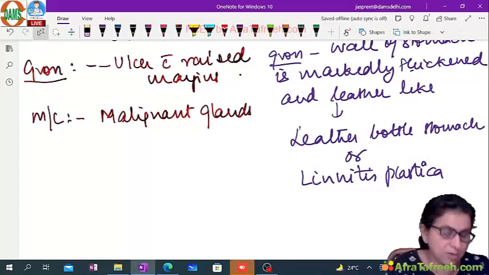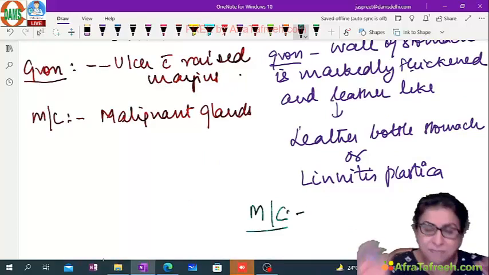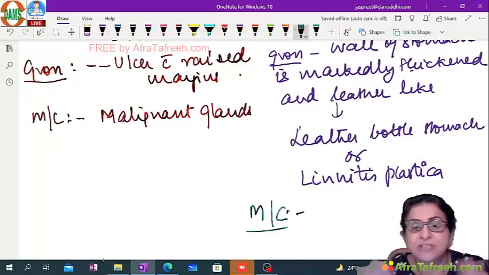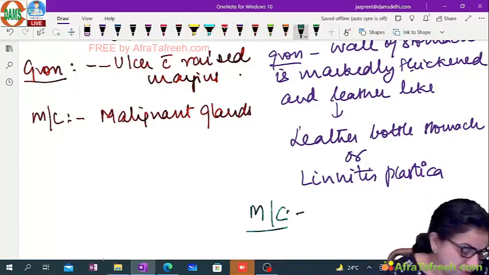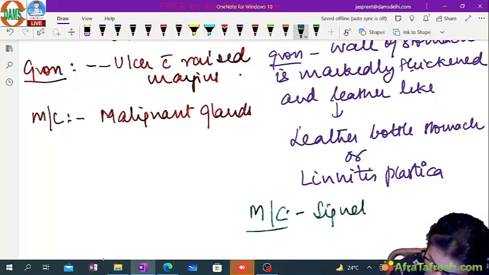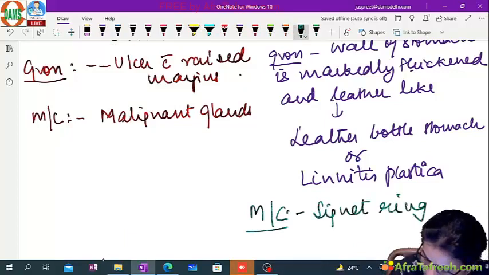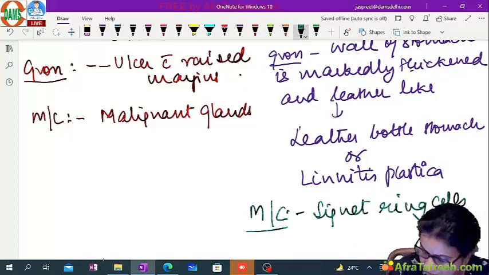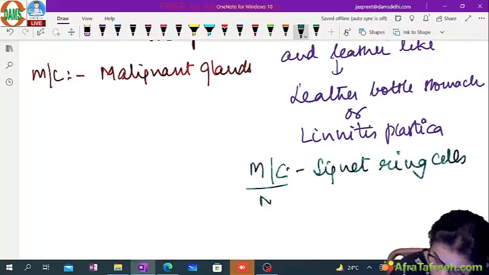Very important, on microscopy, what do we see in diffuse type? You don't see malignant glands; gland formation is not there. In diffuse type, we see signet ring cells. The malignant cells are signet ring cells, with no gland formation.